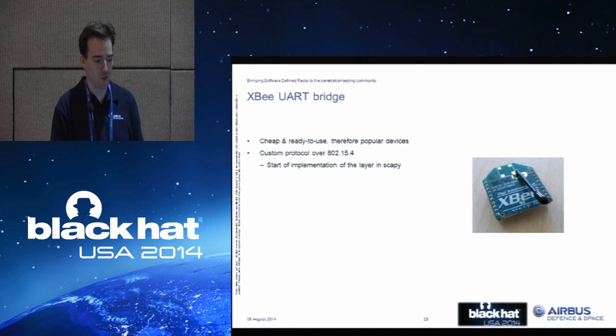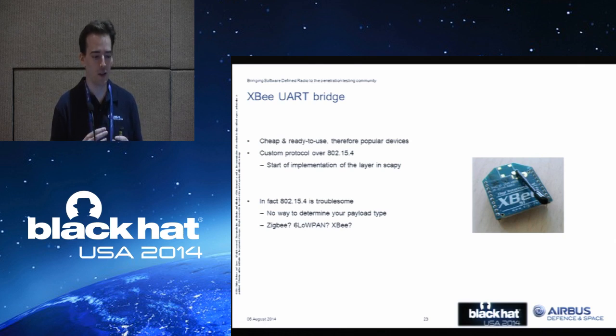It's a custom protocol over 802.15.4. We started the implementation of the layer, but we haven't gone through all the specificities of the protocol, so far it's very rudimentary. In fact, we discovered that 802.15.4 is used for 6LoWPAN, Zigbee, and the XBee protocol at least. And it's really annoying because they thought about an underlayer, but they didn't give you a way to determine the upper layer. You don't have a field stating, well, above this, you will find Zigbee. So you have to rely on heuristic algorithms, and it's pretty annoying. You cannot tell easily the underlying protocol.